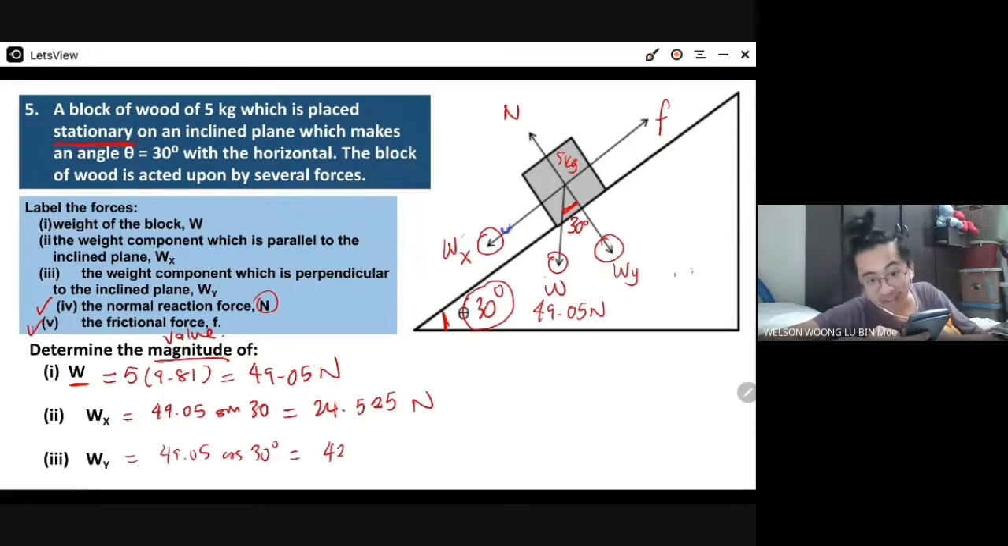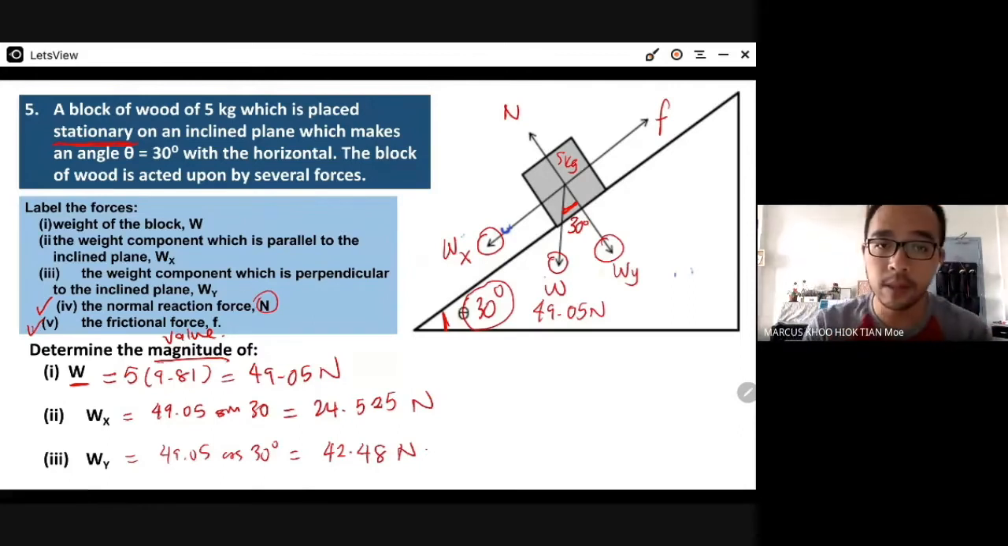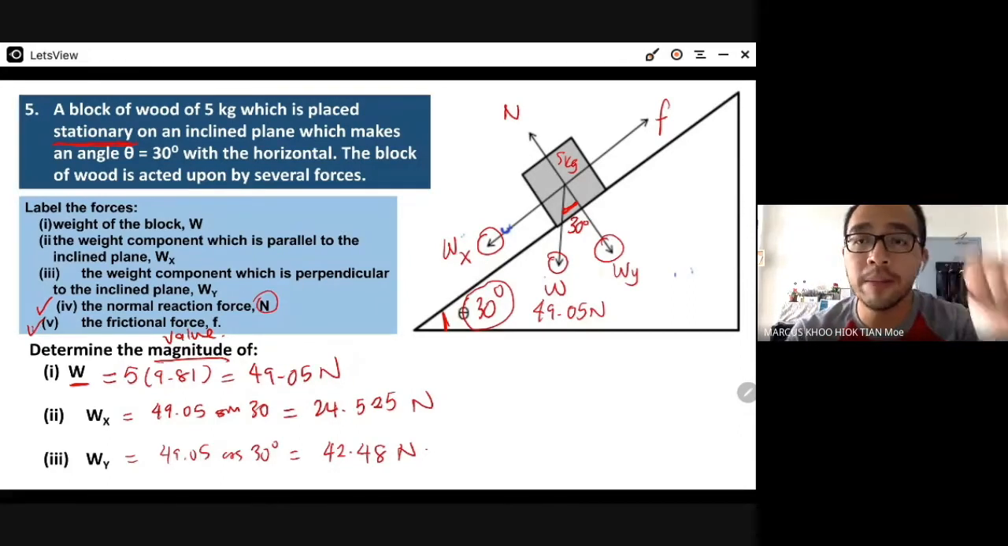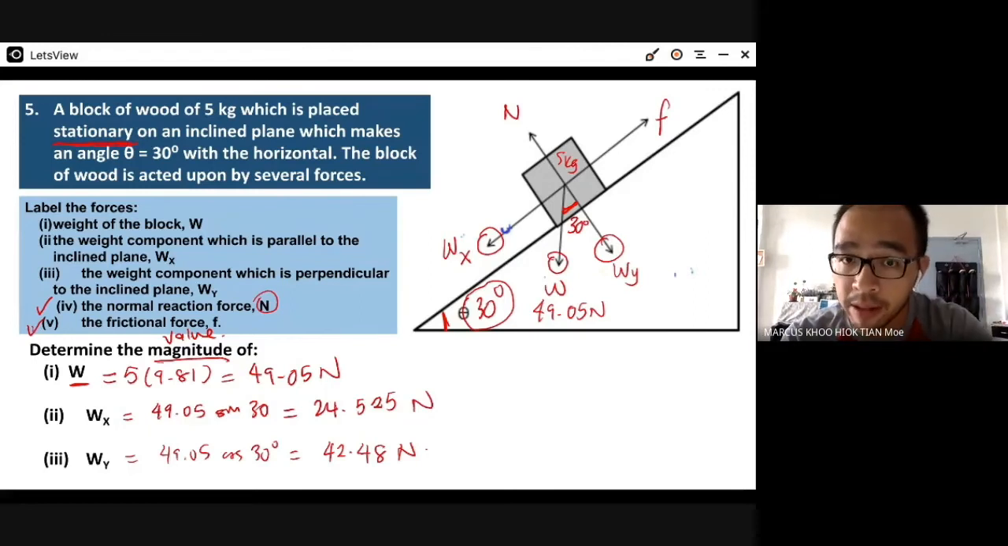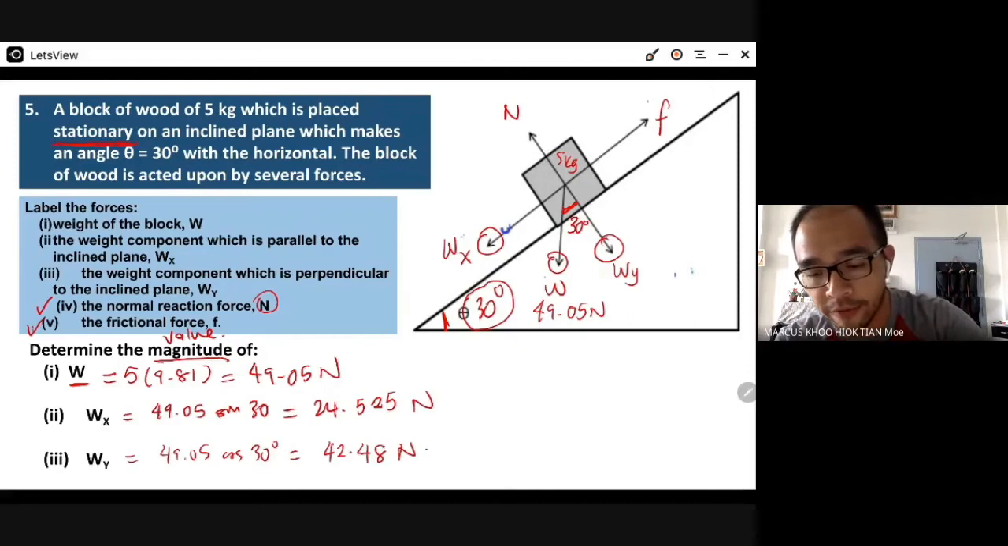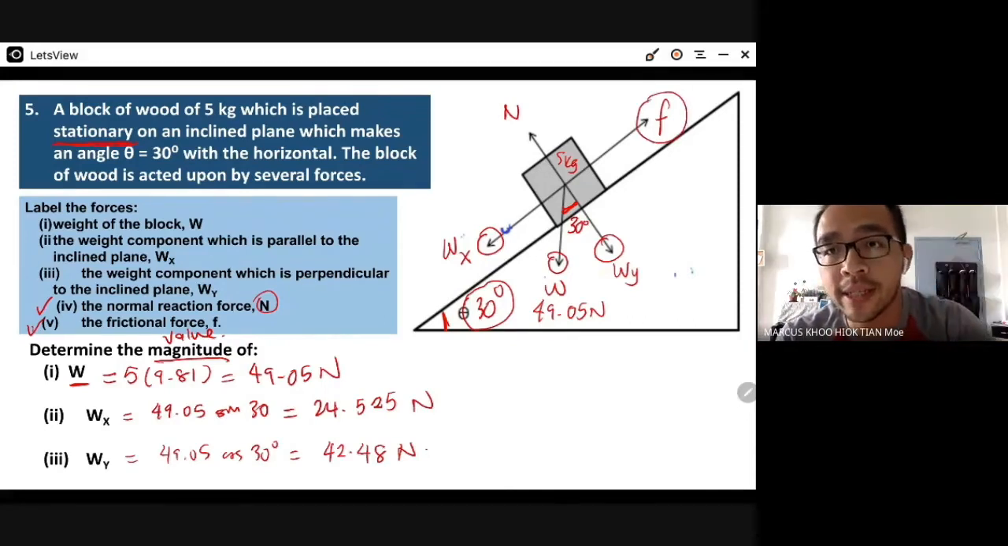42.48. Okay, 42.48 newtons. Now let me ask you this question. Let's say this block of wood, it is not moving. Can you tell me how much is the frictional force? Let's say this object is not moving. How much is the frictional force? Anybody?